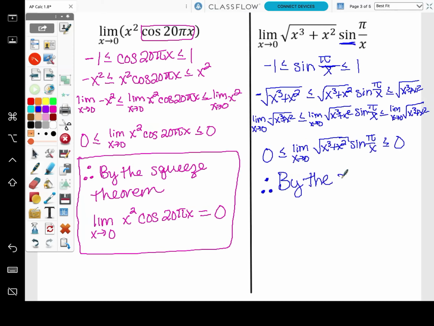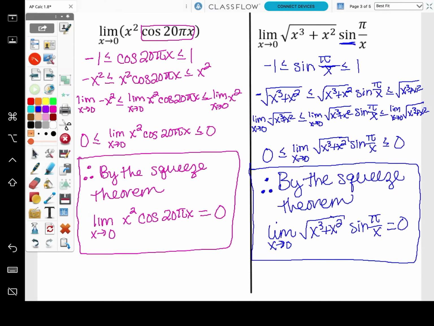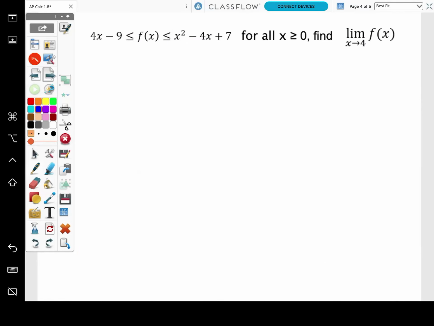So by the squeeze theorem, the limit we are looking for, as x approaches 0, of x cubed plus x squared sine pi over x, is equal to 0. All right. So again, super fun, a lot of writing, but you can handle it.